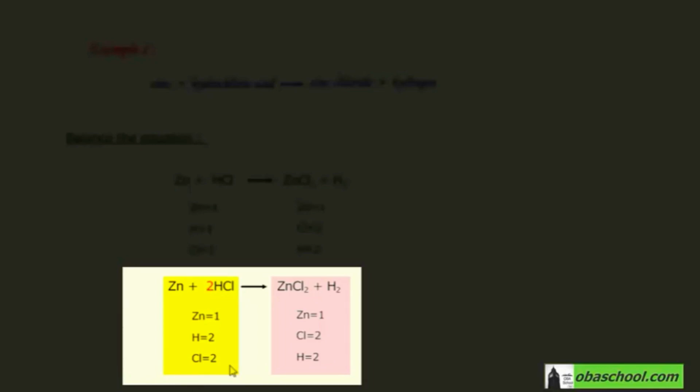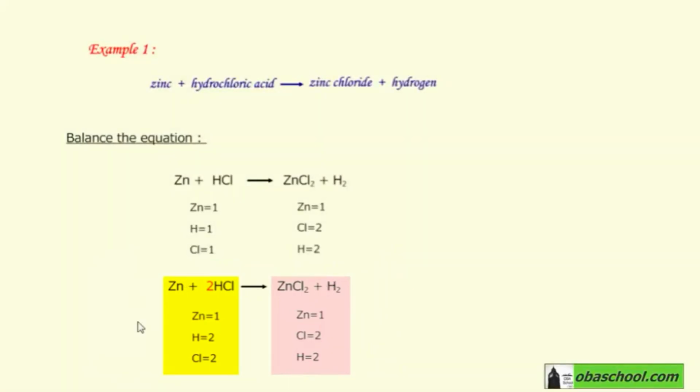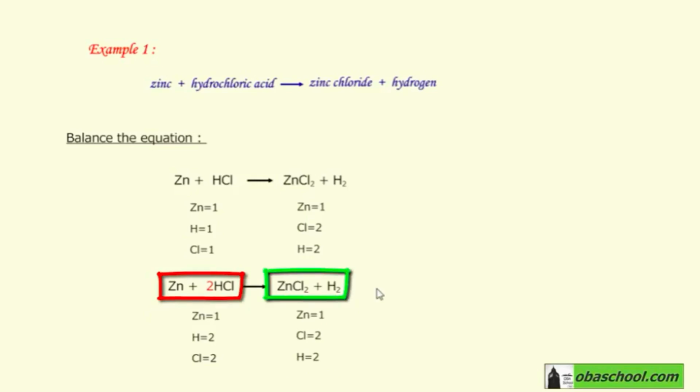2 on both sides. So the number of atoms on the reactant side is equal to the number of atoms on the product's side. So this is how we balance an equation. So to balance an equation, the number of atoms on the reactant side should always be equal to the number of atoms on the product's side.